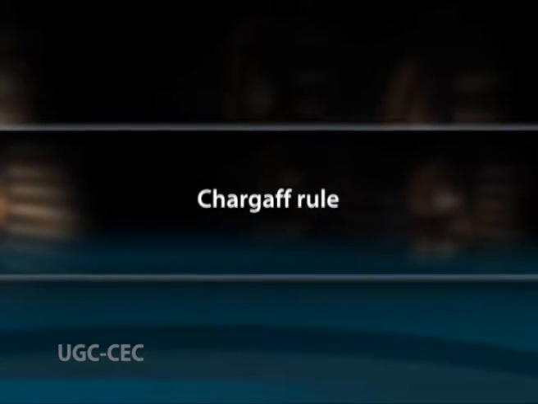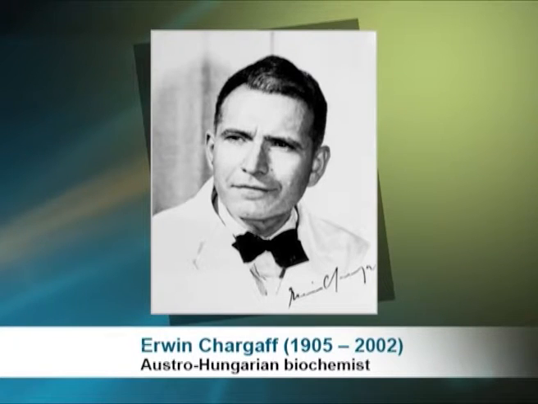Chargaff's rule. In 1950, Chargaff pioneered the paper chromatography of nucleic acids, using this to determine how much of each of the component nucleotides was contained in a DNA sample. Each species differed in the amount of A, C, G and T. But within the species, the proportions of each are identical, no matter which tissue the DNA is extracted from.